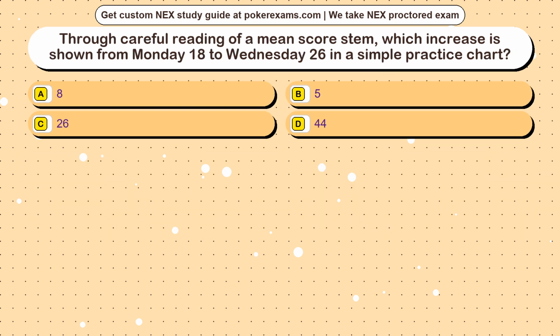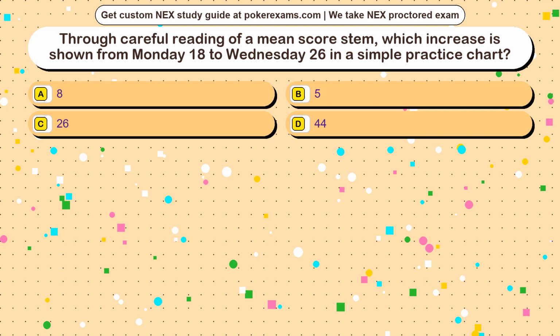Question 25. Through careful reading of a mean score stem, which increase is shown from Monday 18 to Wednesday 26 in a simple practice chart? Option A, 8. Option B, 5. Option C, 26. Option D, 44.